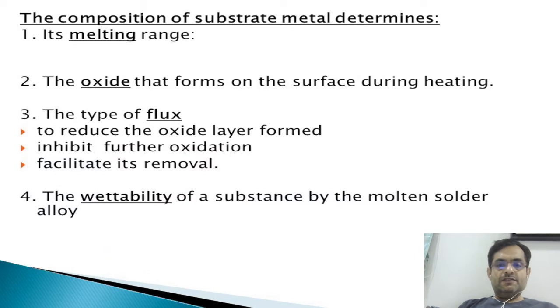The composition of a substrate metal determines its melting range, the oxide that forms on the surface or during heating, the type of flux required for soldering, and flux is used to reduce the oxide layer formed, inhibit further oxidation, and facilitate its removal. And also the composition determines the wettability of the substance by the molten solder alloy.